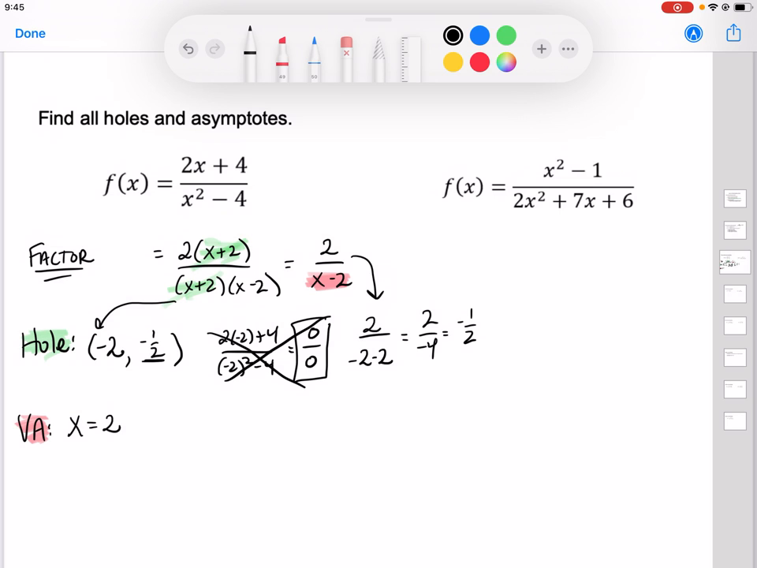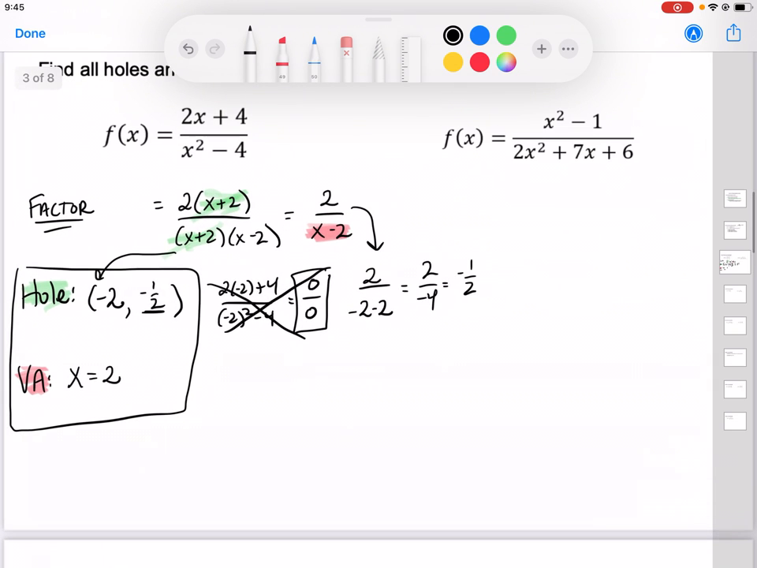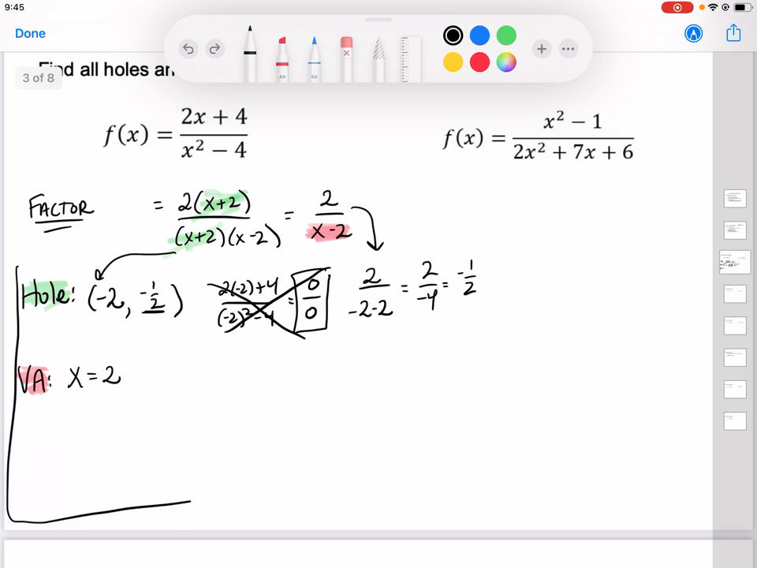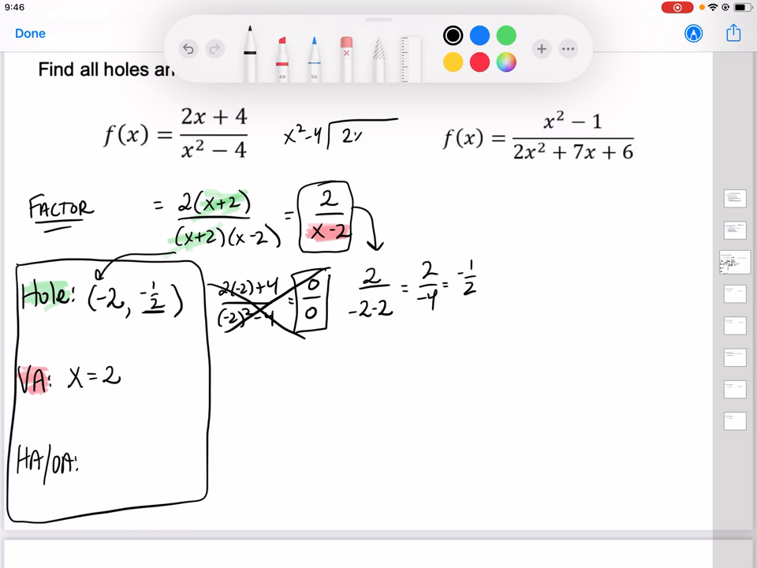And there it is for those. I should have given myself more room. Sorry, guys. So then we have to do a horizontal or oblique asymptote. I shouldn't have boxed that. I'll leave some space. Horizontal asymptote or oblique asymptote. So really what you're doing is long division or synthetic division. For instance, on this one, you could use the original. But if you look at this, if I used the original, I'd have x squared minus 4 and then 2x plus 4.